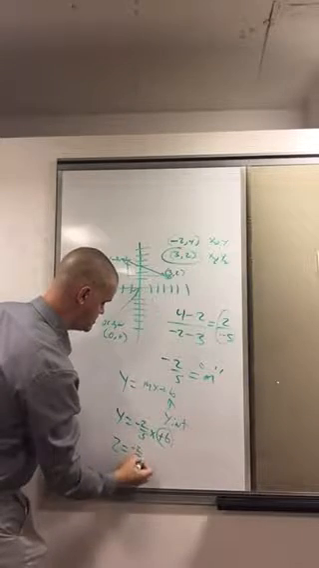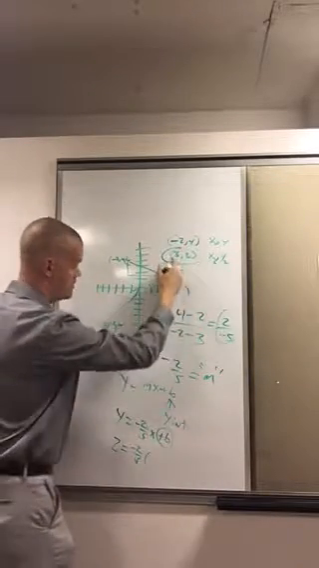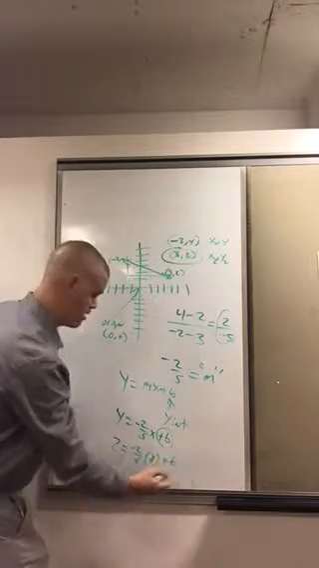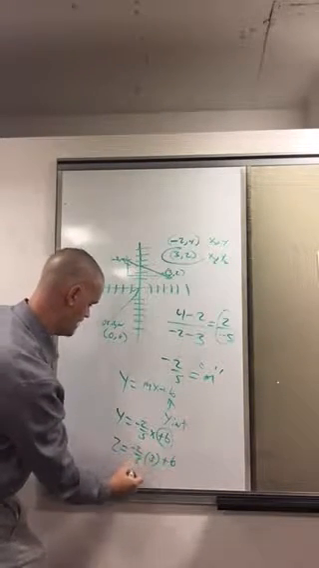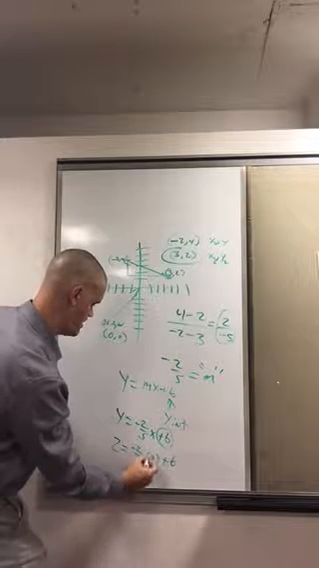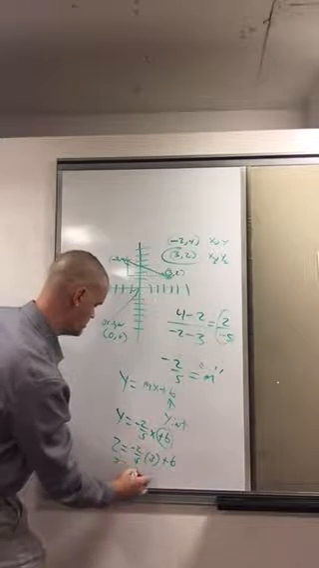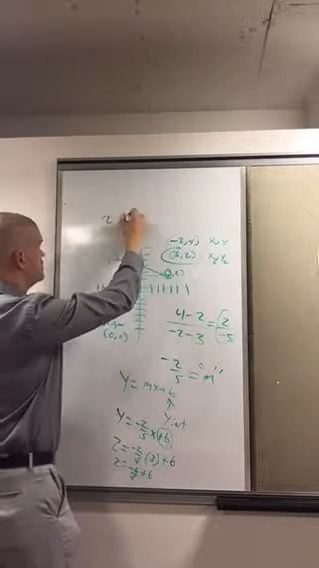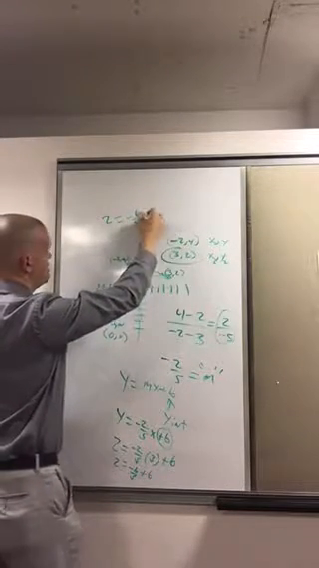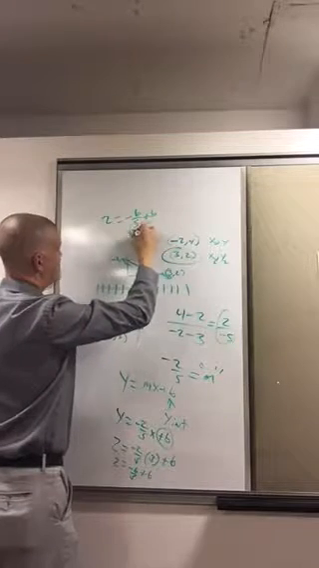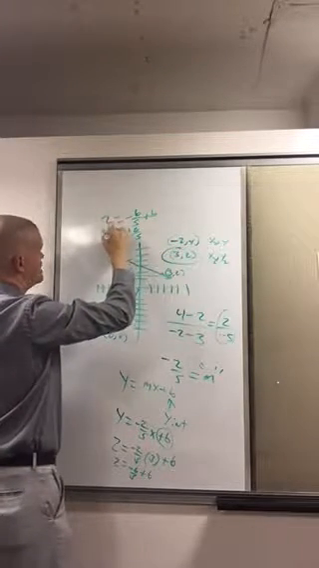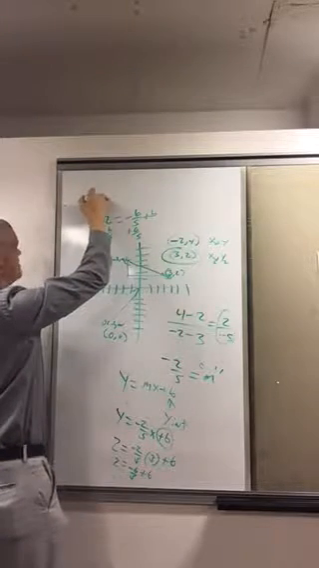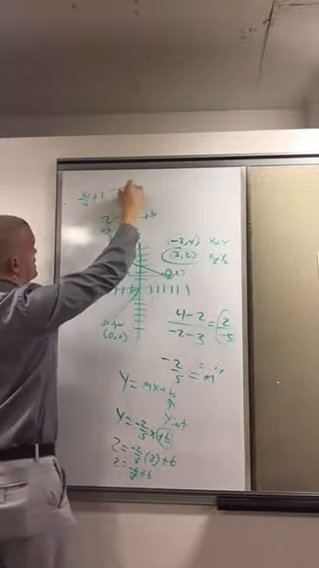2 equals negative 2/5 times whatever the x value is, in this case it's 3, plus some b that we're going to solve for. So if we do a little math here, we'll get negative 6/5 if we multiply this. So 2 equals negative 6/5 plus b. Let me write that up here. 2 equals negative 6/5 plus b. Now if we add 6/5 to both sides, in other words, get all the numbers on the left and keep the letters on the right, we have essentially 6/5 plus 2 equals b.